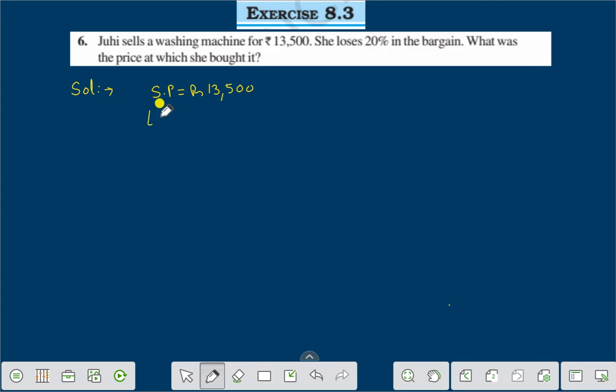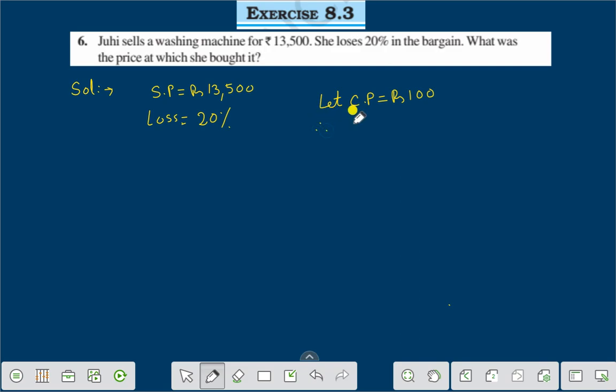Loss is equal to 20%. We can solve this in this way. Let the cost price, CP, be equal to rupees 100.